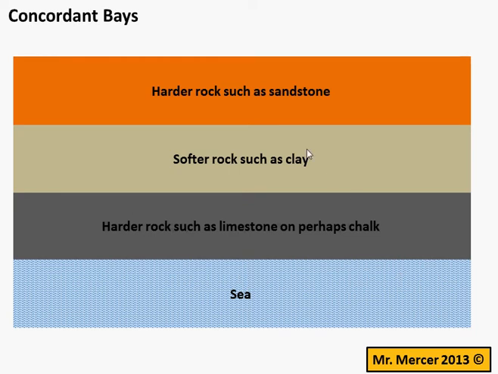Typically, you'll find that the rock type nearest the sea might be a harder rock. Perhaps limestone is a good example to use in your answer. Beyond that, further inland is a band of softer rock, perhaps clay. And further inland is another strata or band of rock, again harder. In this instance, sandstone. Not a particularly hard rock, but nonetheless harder than clay.